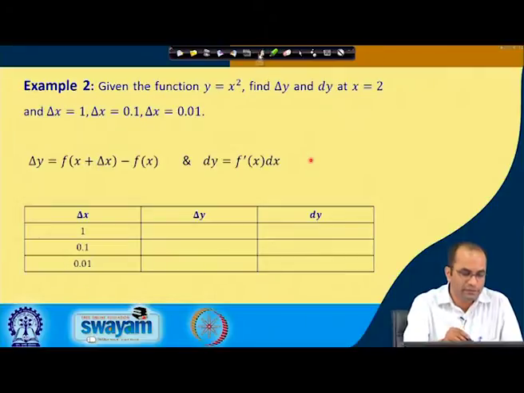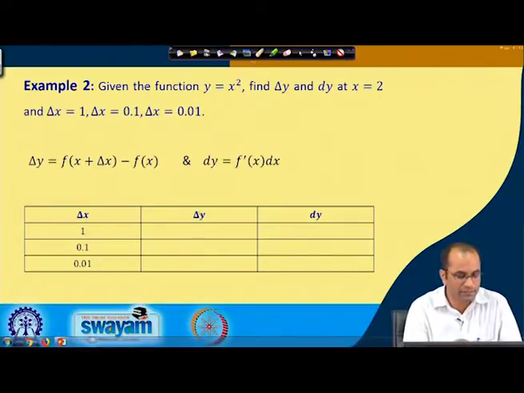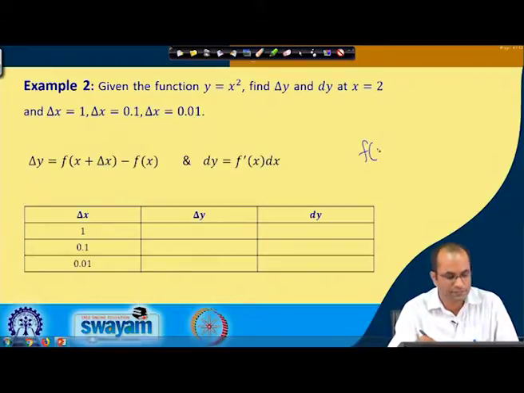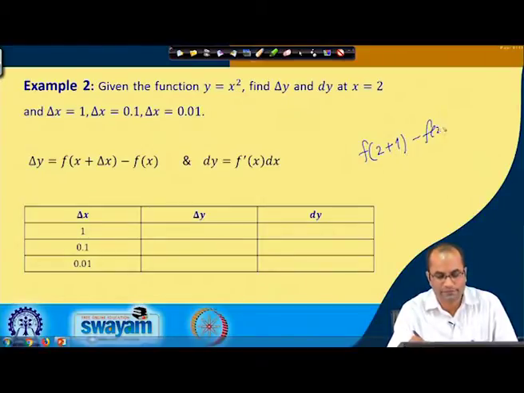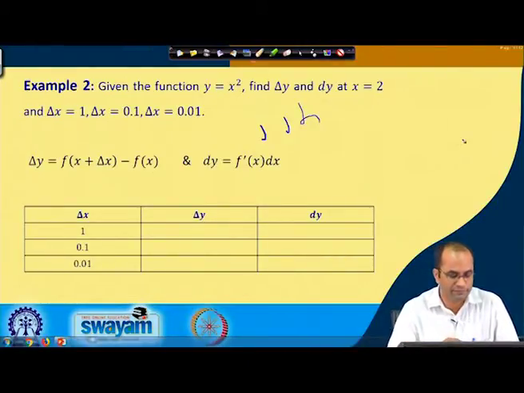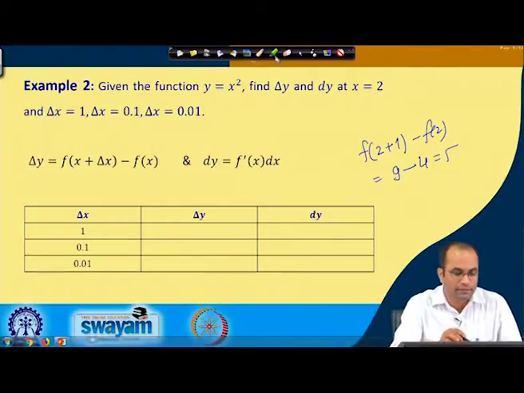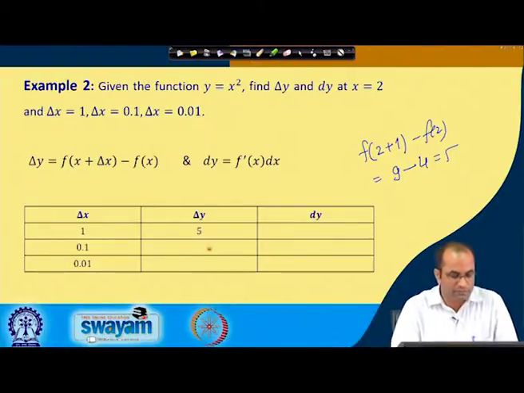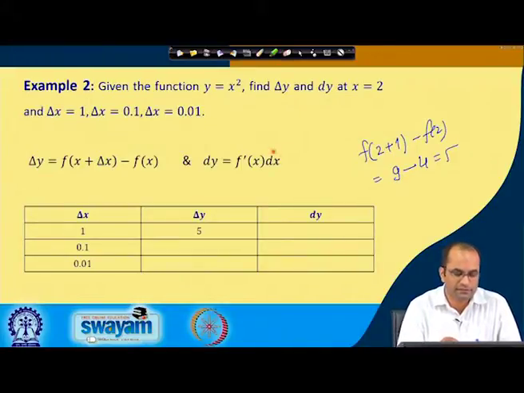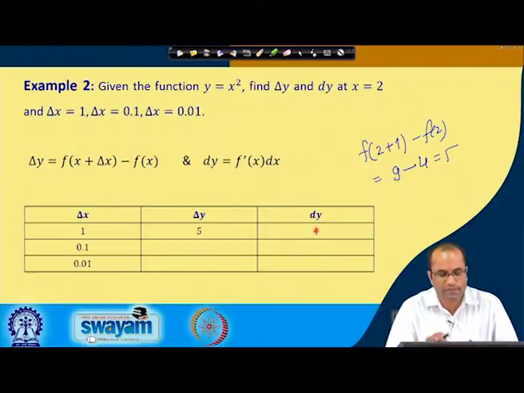If we make this table, for example, we can evaluate Δy as f(2 + Δx), where we take Δx first as 1, minus f(2). So here this is f(3), which is x², so 9, and f(2), x² becomes 4. So this value is 5. Now dy: simply, f′(x) is 2x, so 2x into dx, or dx is Δx, the same. Here x is 2, so 2x will be 4 and dx is 1, so we will get 4.